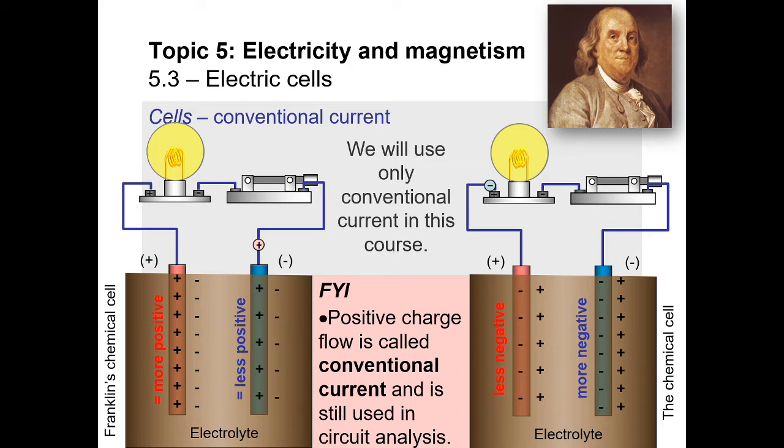And so whenever you're asked to sketch in the direction of conventional current, it is the direction a positive charge would move if it was let go and let free inside of a circuit.